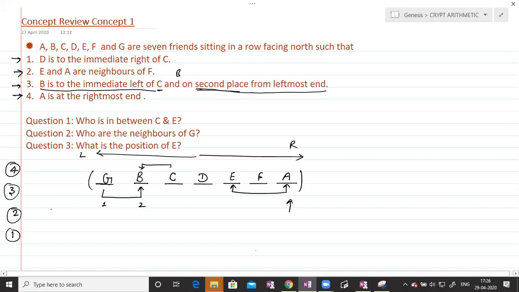Now, let's read the question one by one. Who is in between C and E? Who is in between C and E? What is the answer? Wonderful. Vardhani, D. The answer is D.